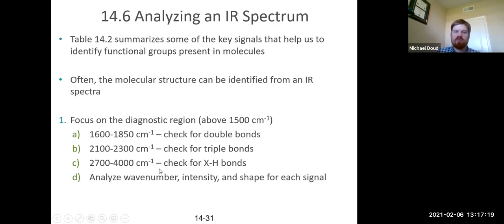With each of those signals, what we're going to look for is the wave number. That tells us what type of bond it is. The intensity, how polar the bond is, generally speaking, or how many of that bond you have as well as possible. And then the shape. So is it sharp or is it broad? A broad signal indicates hydrogen bonding or some kind of chemical exchange.